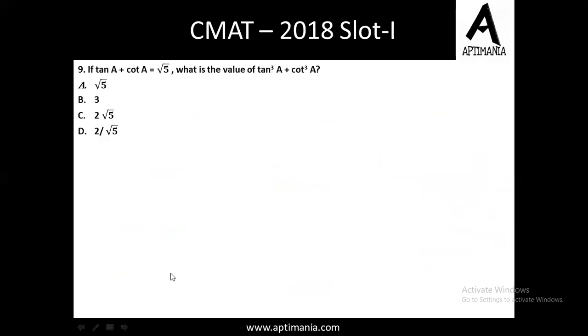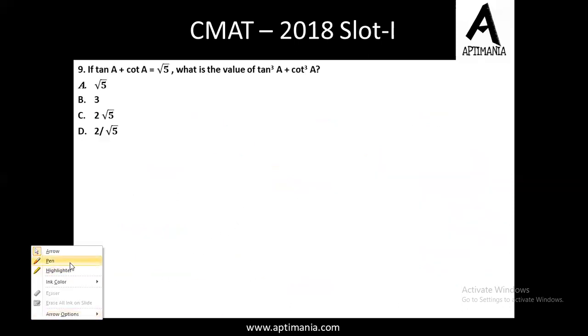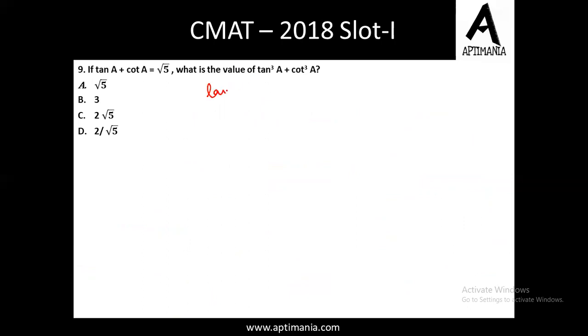Question number 9 is on the screen. Let's try to figure it out. It's a question from trigonometry. Trigonometry is a topic which is rarely asked in MBA entrance examinations. But yes, being a part of this, it is less based on the concept of trigonometry and more based on the properties of algebraic identities. So let's try to figure it out.